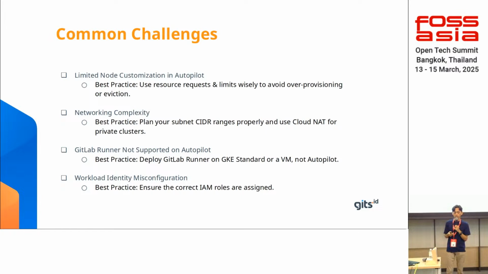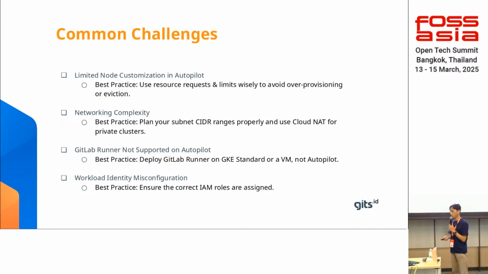Then network complexity. Before we deploy GKE Autopilot, we need to prepare the subnets of the network properly. Minimum we have 2 subnets, and don't mix them with other resources. The third one is GitLab Runner is not supported in GKE Autopilot. Why? Because GKE Autopilot nodes do not support custom security configuration. The GitLab Runner needs authorization to access Docker. Docker needs access to build and deploy the application, but it's not able to do that in GKE Autopilot nodes.